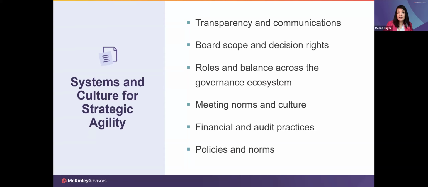Policies, norms, bylaws, financial and audit practices are all important, cannot be ignored, and need to be in place. Nobody is required to memorize the bylaws, but they exist and they can serve as guardrails to help the governance and the volunteer leaders remain focused on what they need to remain focused on and not get into things that don't require their expertise.